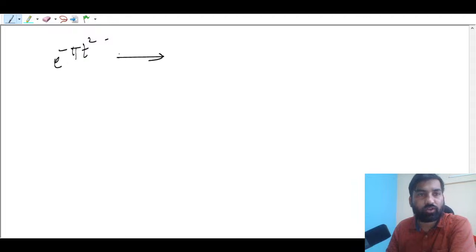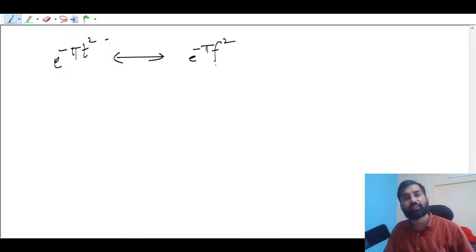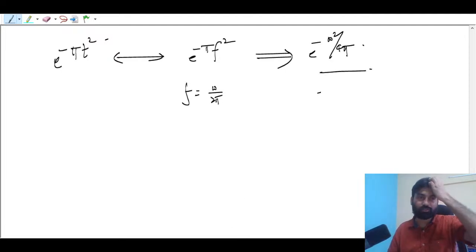The Fourier transform of this is nothing but e raised to minus pi f square in the f domain. Since there is no impulse, you can replace f by omega by 2 pi, so it is nothing but e raised to power minus pi, and the pi square will get cancelled, so it is e raised to minus omega square by 4 pi. This is the Fourier transform in omega form.